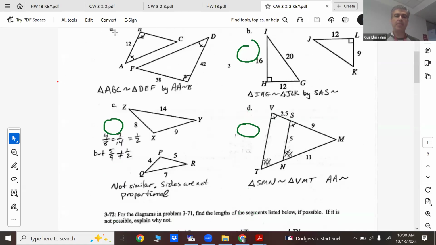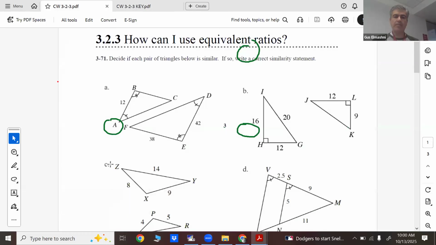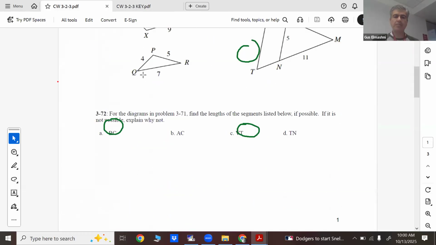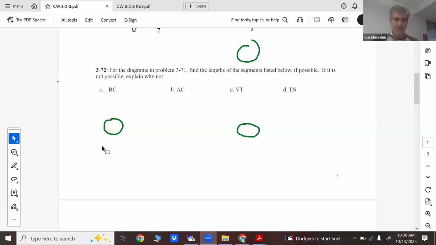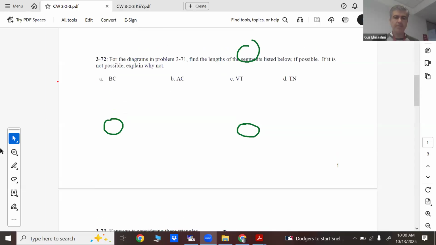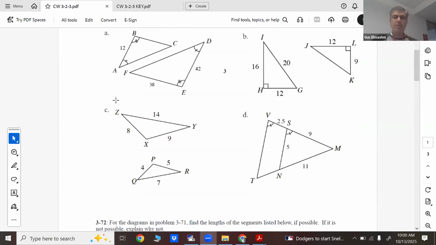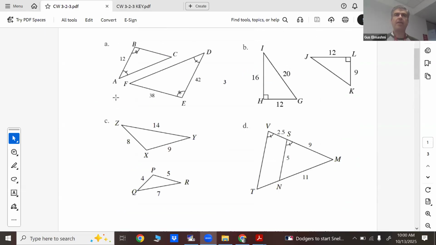Let's close that. Okay, so 3.2.3, here we go. For 372: find the lengths of the segments listed below if possible. If it's not possible, explain why not. So for BC, okay, hey guys, I'm talking.